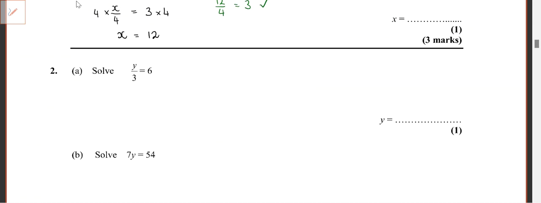So this one is y divided by 3 is 6. So we are going to times it by 3. So y divided by 3 times 3 equals 6 times 3. So the thing I've done on each side is the times by 3. That then gives me 1y is equal to 18. Okay?